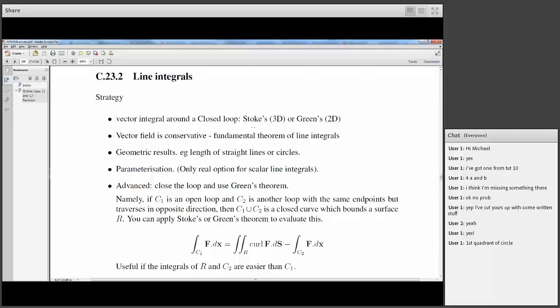If it's a vector line integral and a closed loop in 2D, use Green's theorem. That's what I would do.